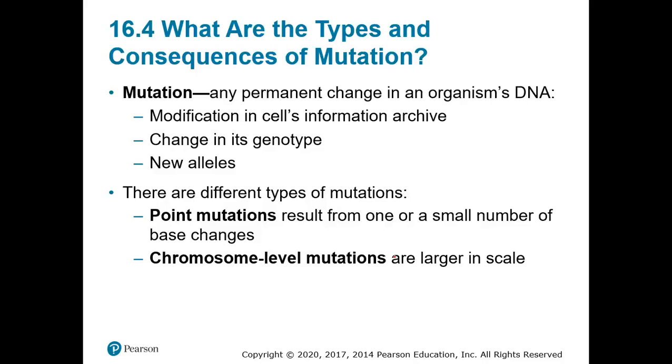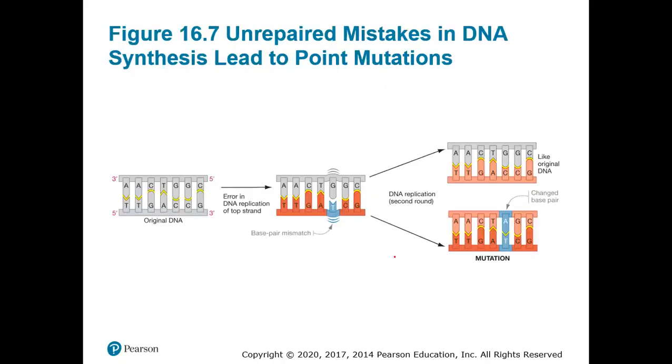Now, there's two major classes of mutations. Point mutations, which is just a small number of base changes, like changing 1 or 2 or 10 bases, or chromosome level mutations. These are changes to entire chromosomes, so much larger scale. We're going to talk about each, but we are first going to talk about point mutations.